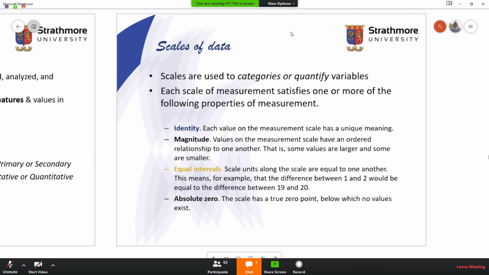Property number 1 is that the scale has an identity. This just means that every measurement is unique from another measurement. We are going to see an example. A scale also has a magnitude. Then the difference between values, which is called equal intervals, and then there's something called an absolute zero. Those are the properties of a scale.